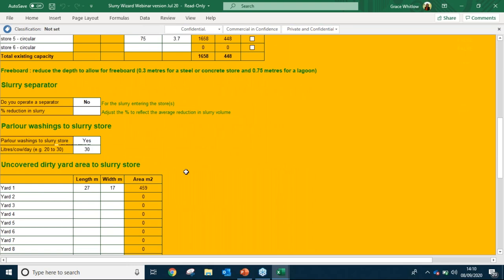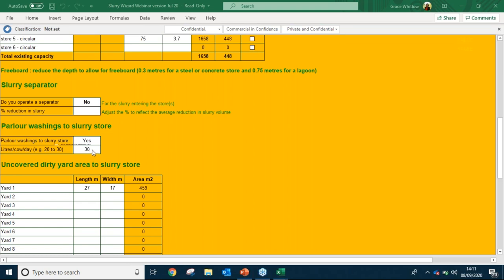Moving down further, we have an opportunity here to add a slurry separator, should there be one. And on this farm, there's not a slurry separator, so that's a no. Parlor washings can also be accounted for here. In this case, parlor washings are going into the slurry store. There's an option, of course, to say no.